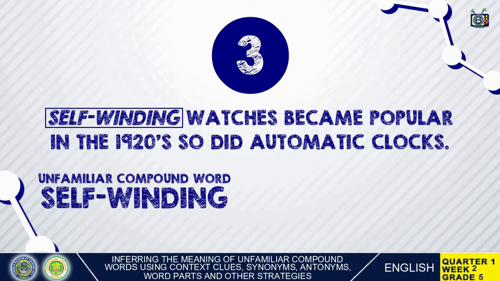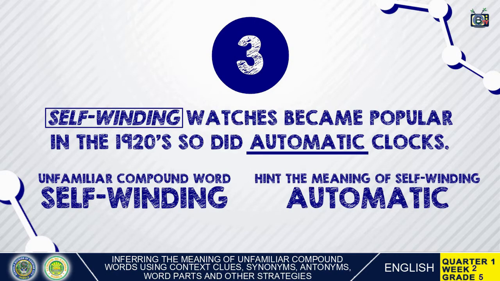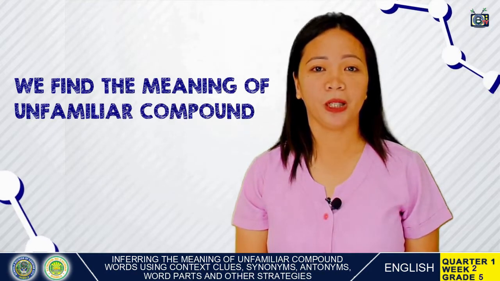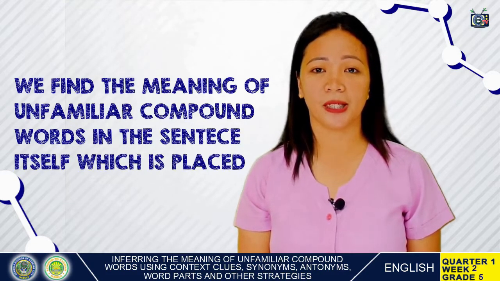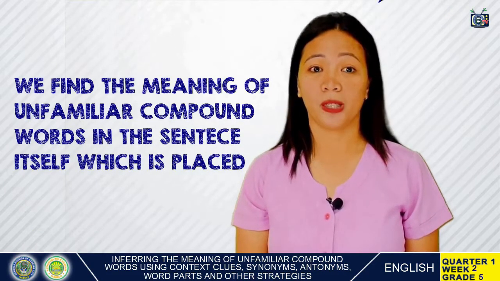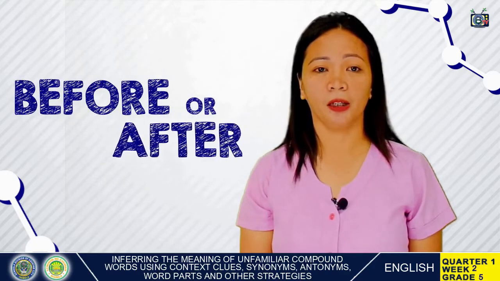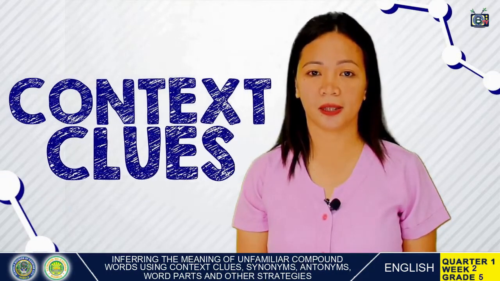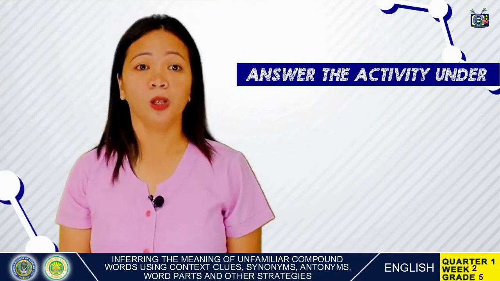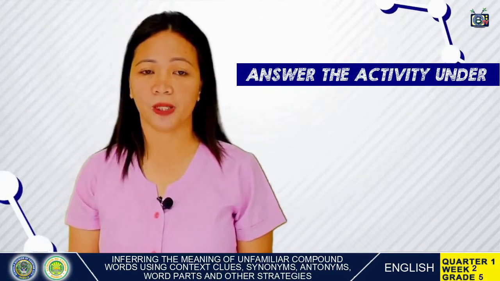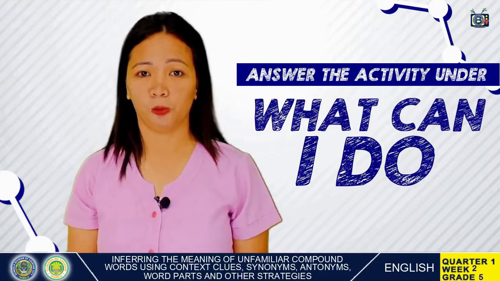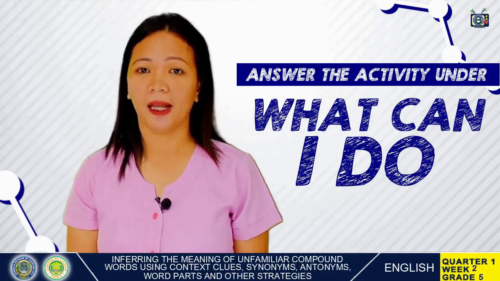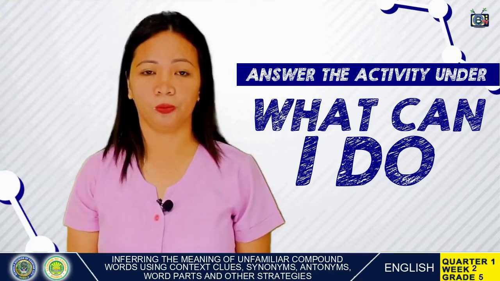Exactly, the word automatic. We find the meaning of unfamiliar compound words in the sentence itself, which is placed before or after the unfamiliar compound words, and this is what we call context clues. Now, try to answer the activity which is under What Can I Do on your module. I repeat, under What Can I Do.